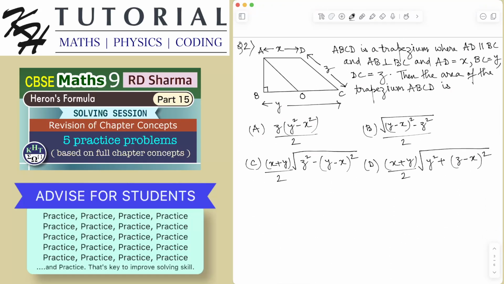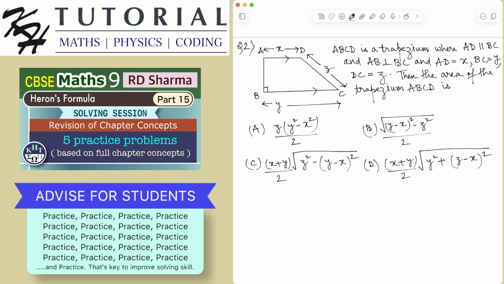Okay, let's see the next problem. ABCD is a trapezium where AD is parallel to BC and AB is perpendicular to BC. AD is equal to X, BC is equal to Y, and DC is equal to Z. Then the area of the trapezium ABCD is... Now in the figure, this part was not given, I'm sorry. So this is the original figure of the problem.